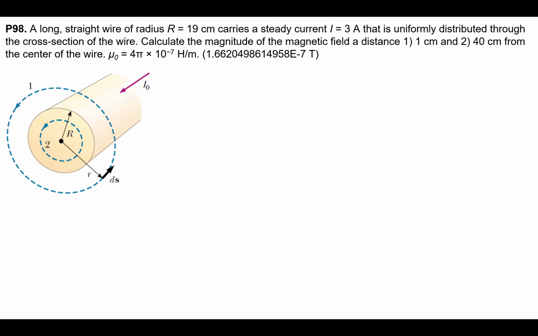And finally, we have a long straight wire of a radius of 19 centimeters, and it carries a steady current of 3 amperes. It is uniformly distributed. Calculate the magnitude of the magnetic field at a distance of 1 centimeter, which is inside, and 40 centimeters, which is outside. So once again, we are going to apply the Ampere's law, but the difference from the previous problem is that now we have a uniform current density.